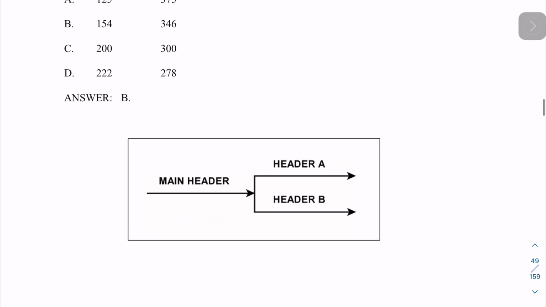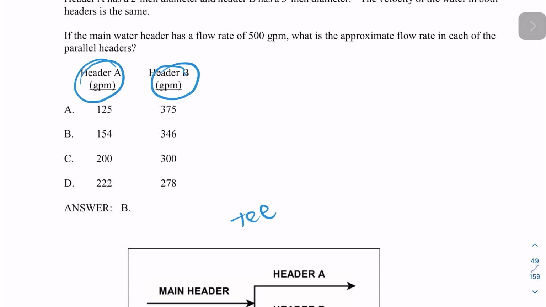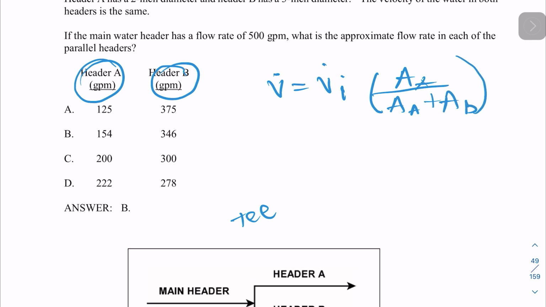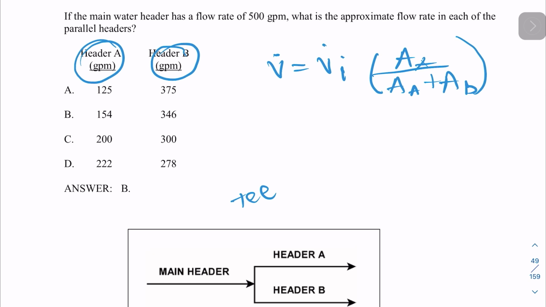And then here we have another T. We have seen this formula before, but now they're using gallons per minute. So we're basically using the same formula, but now with gallons per minute. Right? So this is the formula that we're gonna use. Instead of using mass flow rate, we use volumetric flow rate.